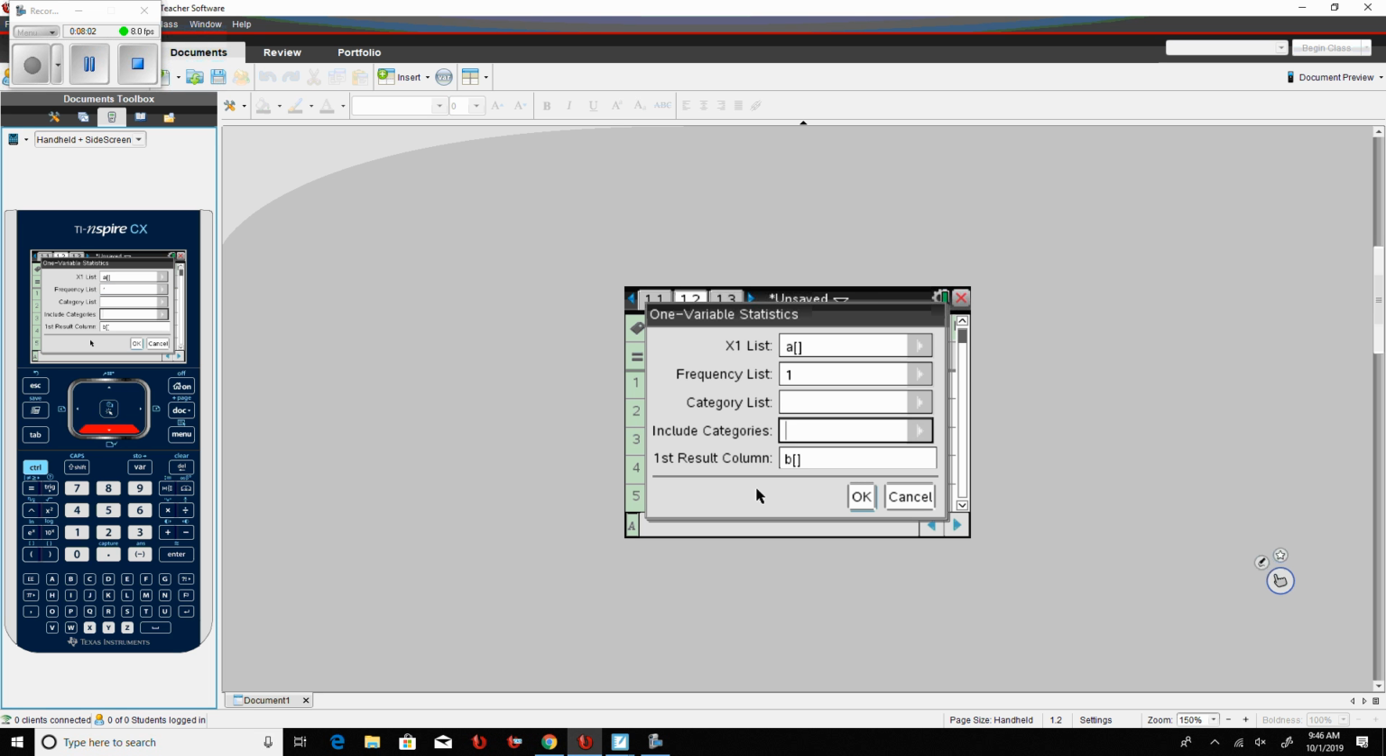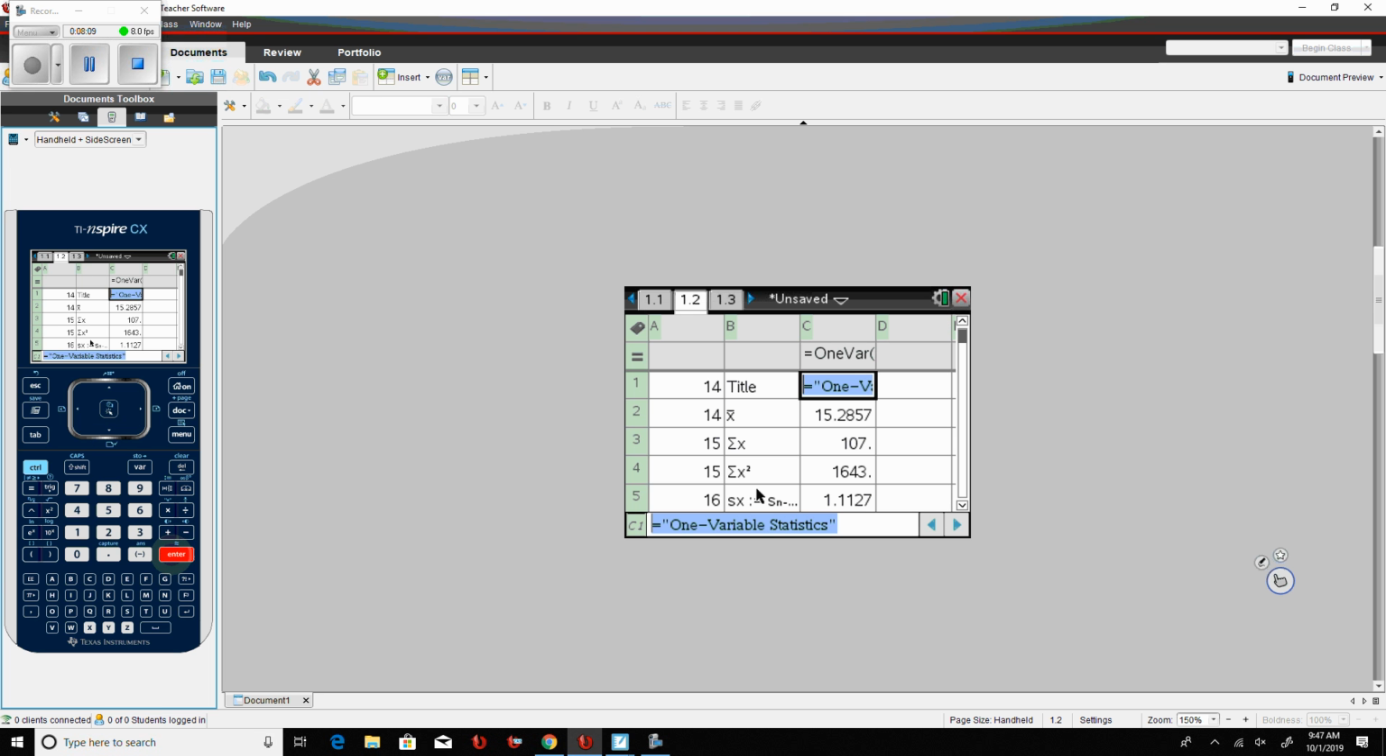413 gives you the line and your R value. Okay, store first result column in B. Okay, and there you go. All right, see that right there? So this is your one variable stats.